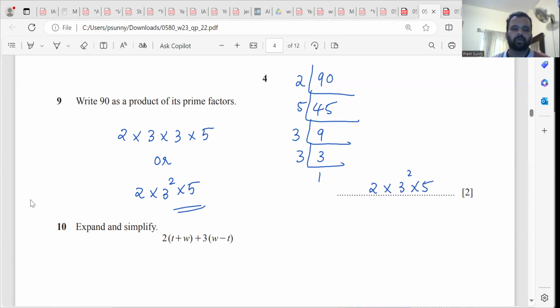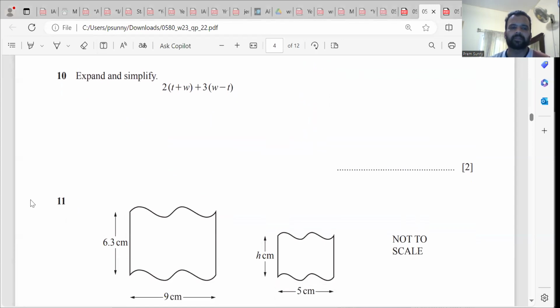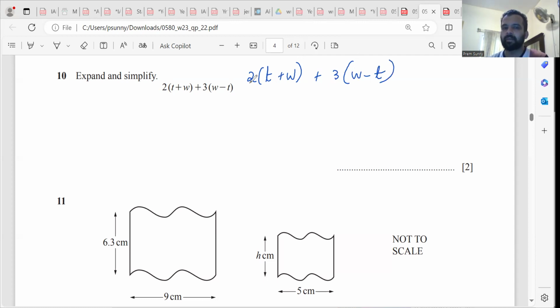Now, moving on to question number 10 here. Expand and simplify 2 into t plus w plus 3 into w minus t. Now, whenever we have a bracket and a number outside, this number should be taken and multiplied with all the terms inside the bracket. Similarly, we have a bracket and a number outside. This number should be multiplied with all the terms inside the bracket.